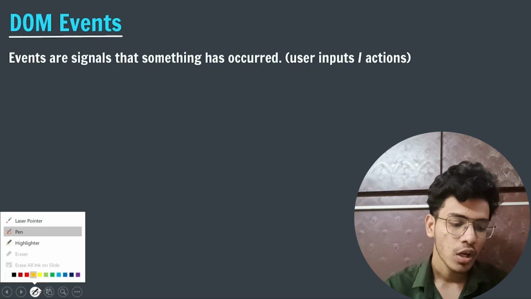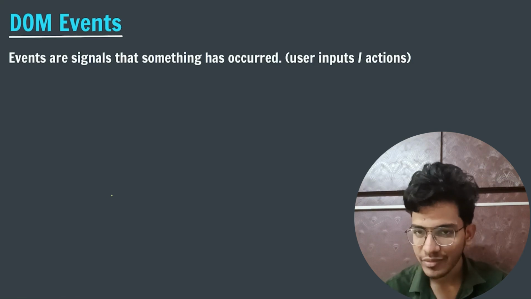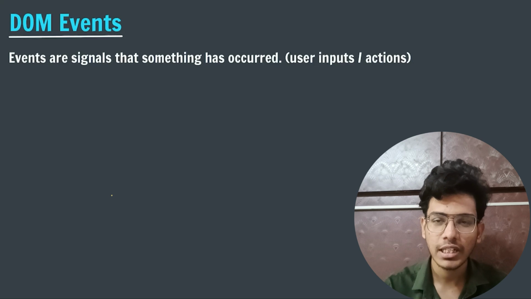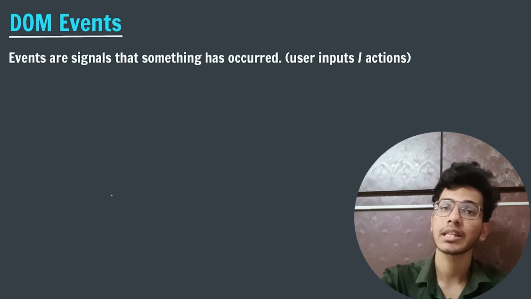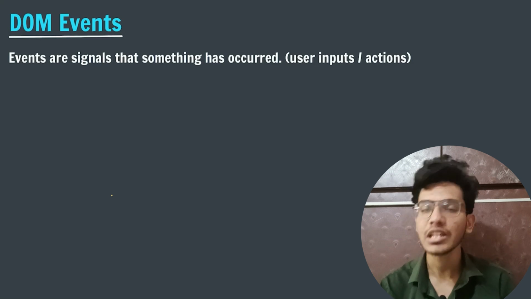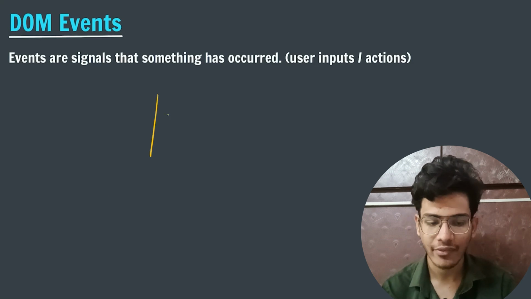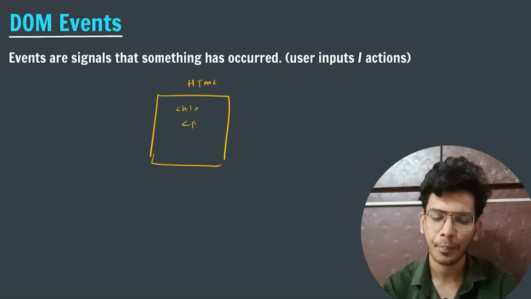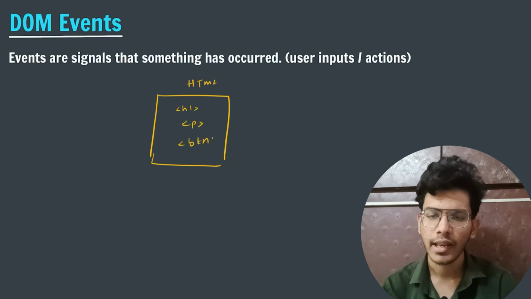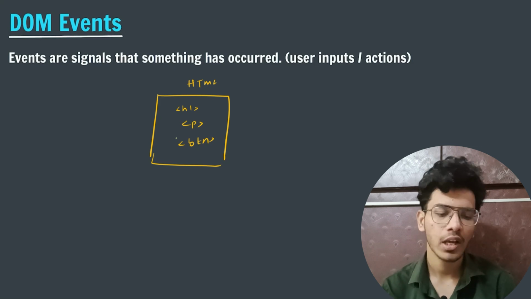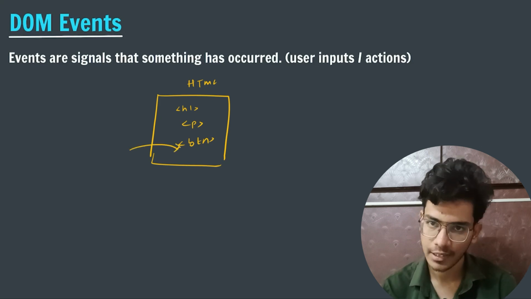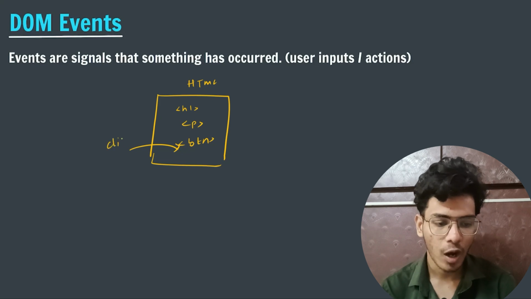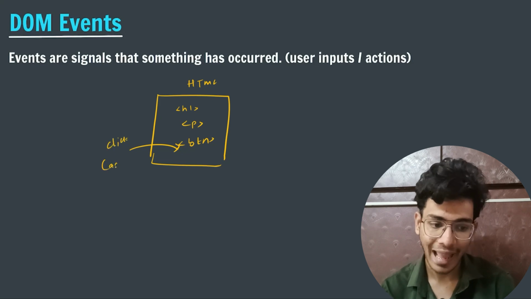We have a concept called events, and events are really important to understand for the further development process. The definition of an event is this: let's say I have a simple HTML web page, and in that I have an h1 heading tag, a paragraph tag and a button tag. Now let's say that whenever I click on the button, so this is my action.